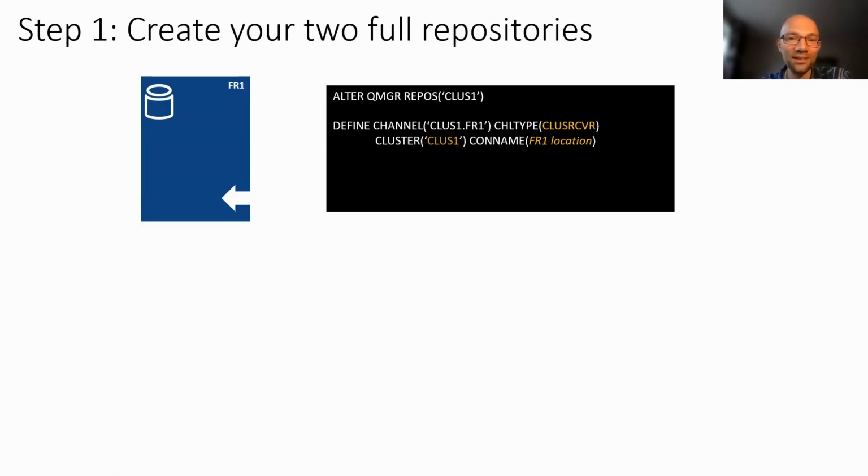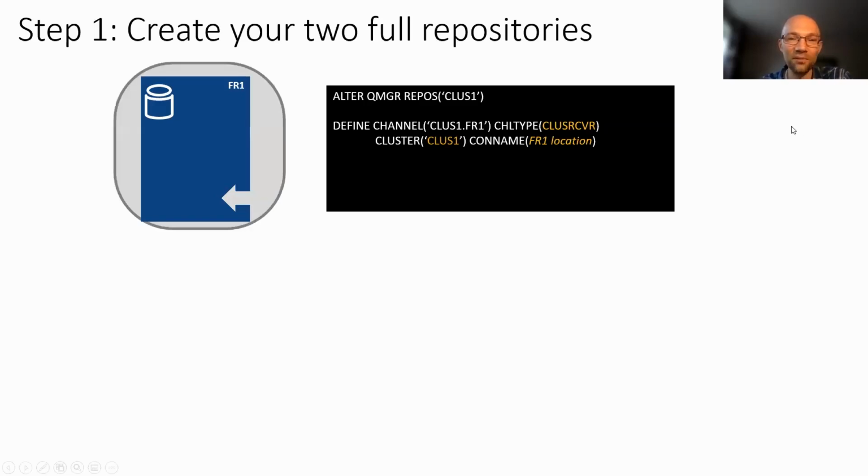It's quite important, the information that you put on this channel definition, because it gets used by other queue managers to create the channels to that queue manager. So the CONNAME is important, for example, because that tells other queue managers in the cluster how to connect to this queue manager. And of course, you also need the CLUSTER attribute, because that tells MQ that this channel is part of that cluster called cluster1.